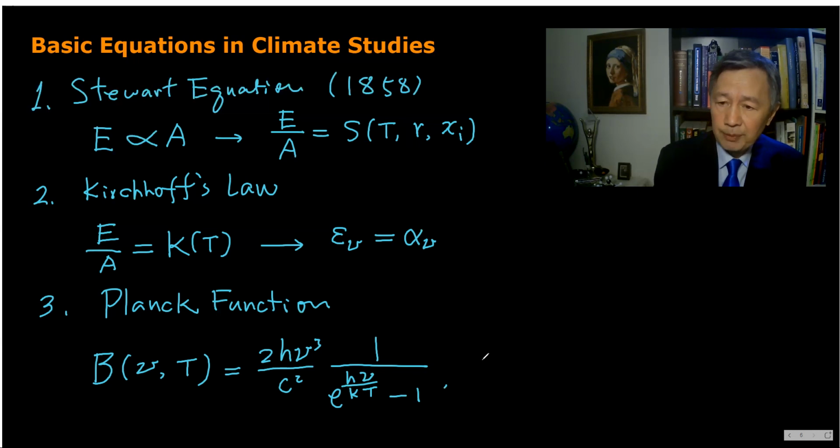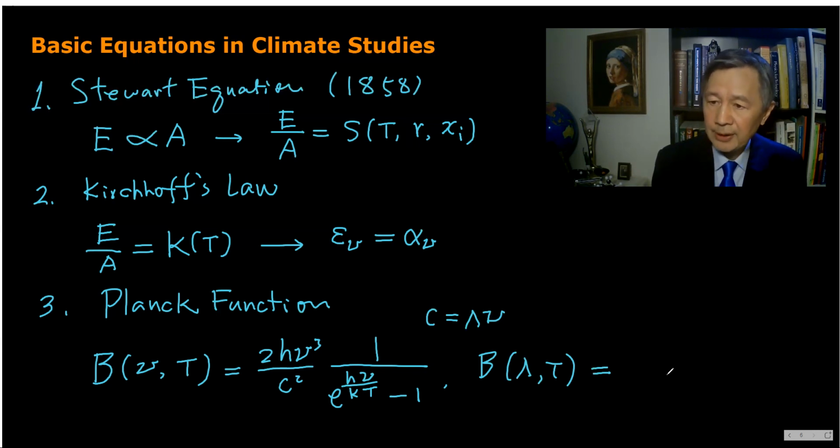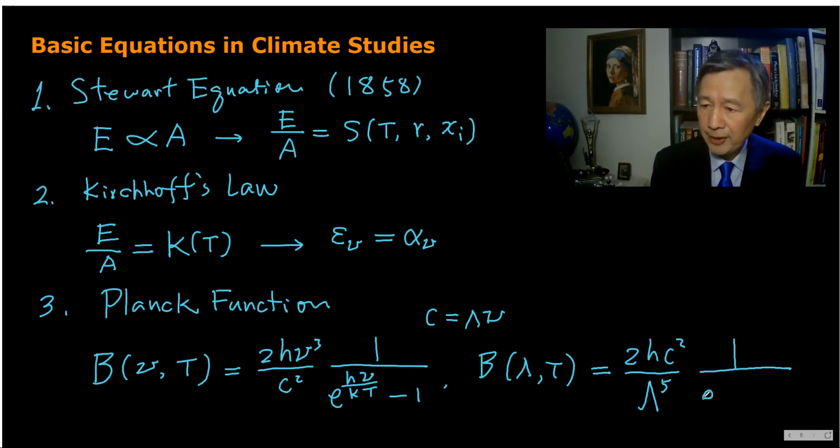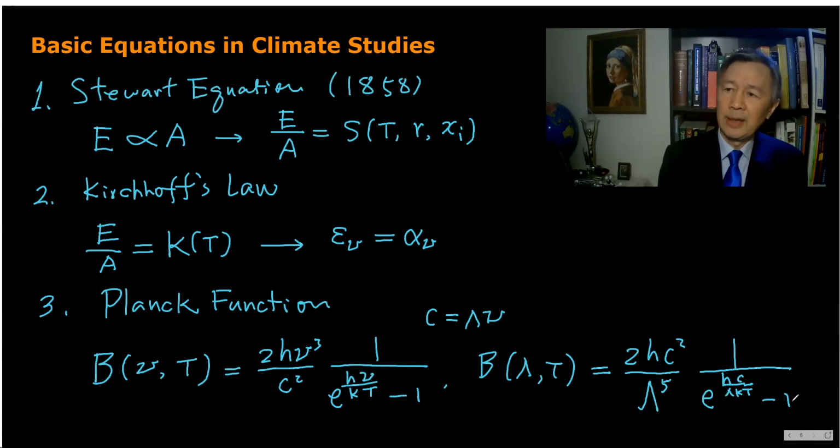Alternatively, Planck function can also be written as a function of wavelength, because we know there's a simple relation between the frequency and wavelength. So we have c equal to lambda multiplied by frequency. If you just replace this variable, the Planck function can also be written as, this time, 2h c squared in the numerator, divided by lambda, the wavelength, to the power of 5. And this factor will be the same, except depending on which variable you use. If you use lambda, that will become hc divided by lambda k T, minus 1. So Planck function has two different forms depending on the variable you use.